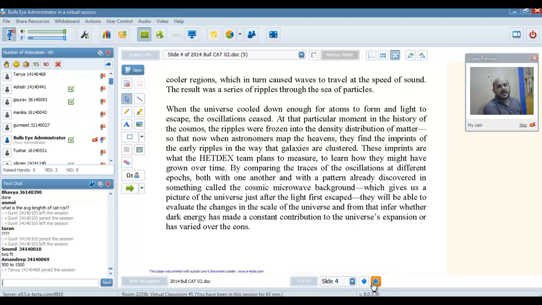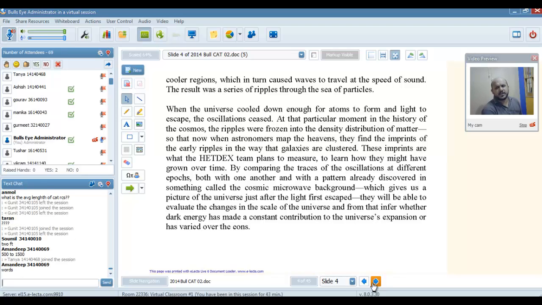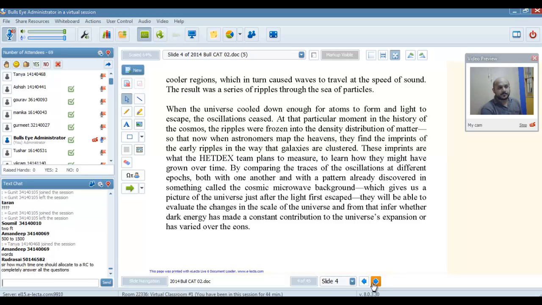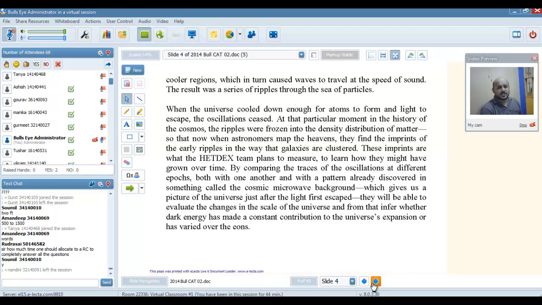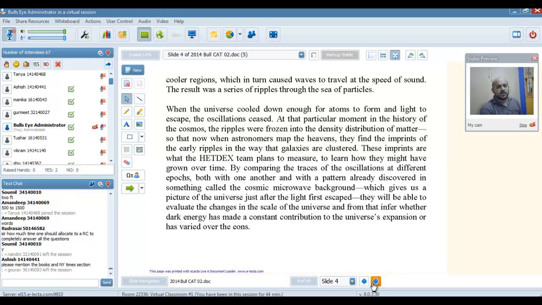Generally, the length of the passage is around 600 to 800 words. Rudrasai, there is no one such parameter. You've got to allocate time according to the passage. No one such rule of thumb. Ashish, the book is Sophie's World. The New York Times section is The Stone.